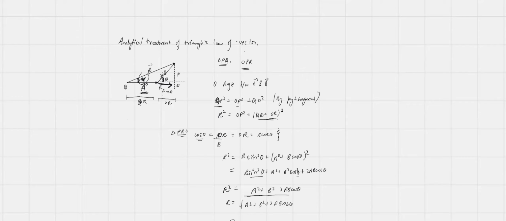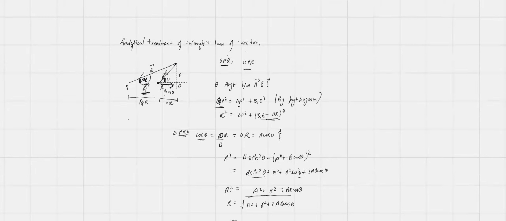Bhavana, is it clear? Okay, look, go through it line by line, for each word. Take five minutes, because this is very important. If you are able to get the triangle law of vectors, the parallelogram law of vectors comes up very easy for you, due to the similarities.